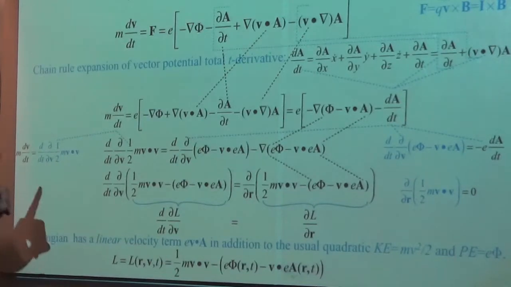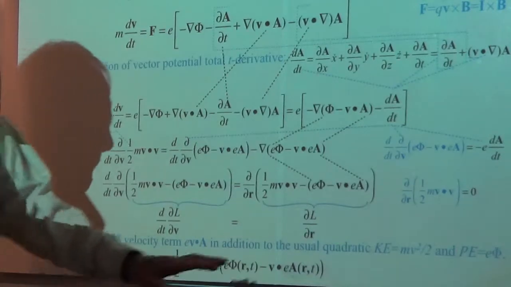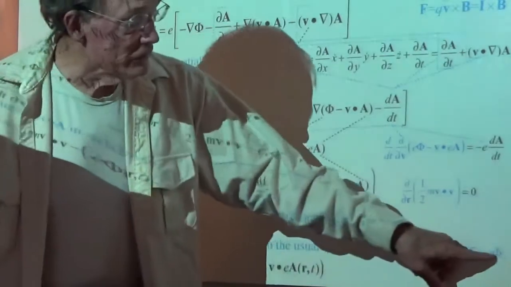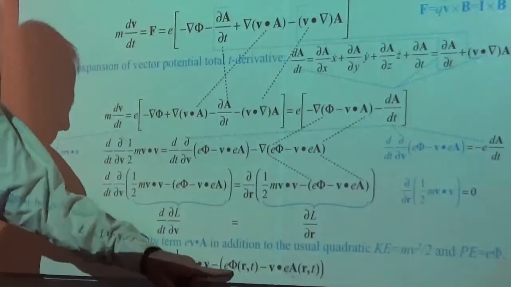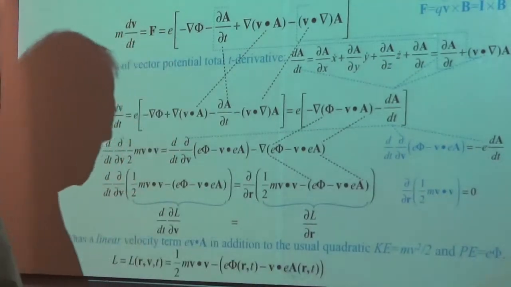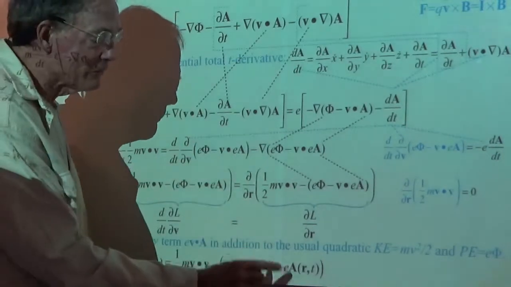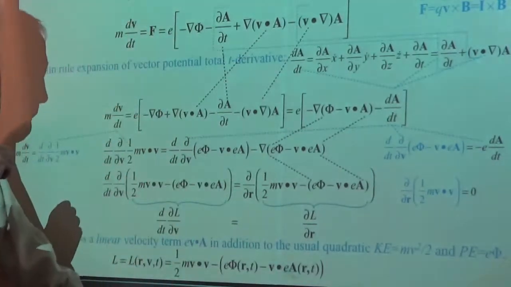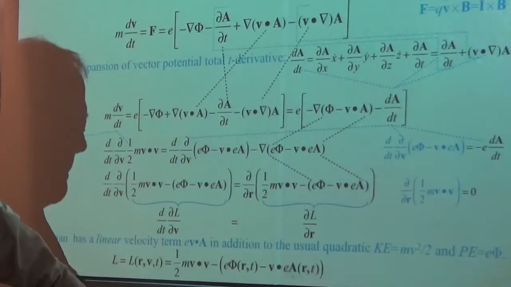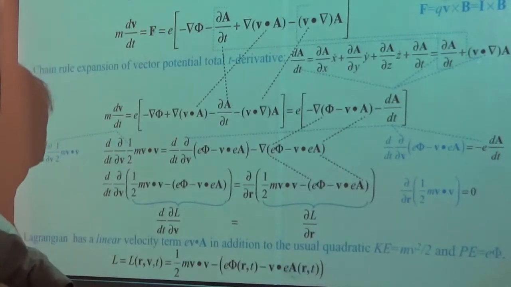The Lagrangian has a linear velocity term, v dot A, in addition to the usual quadratic part, mv squared over 2, and then subtract the scalar potential. Okay, there it is. But add a v dot A. And that's called minimal coupling. This is the simplest expression I could make out of a velocity and a vector potential, scalar property. So that's, I think, the reason for that name. It's a high energy physics name.